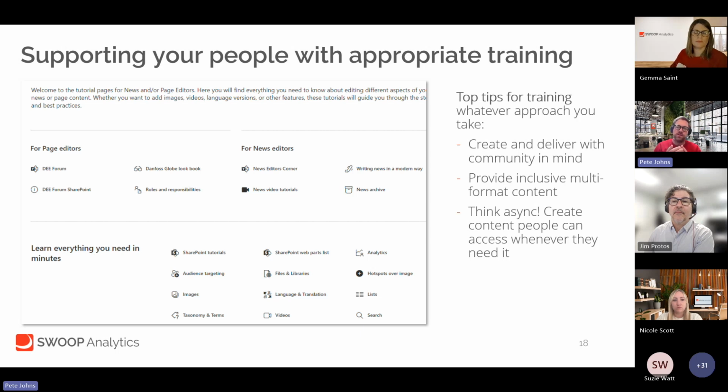And they really do what we see time and again delivering great value, is they create and deliver their training with community in mind, to try and create that peer-to-peer collaboration and knowledge sharing as well, which is absolutely critical to a really sustainable and successful decentralized model. The multi-format content really helps. It can help people who have different preferences around how they want to consume the training. And they really think about asynchronicity and different time zones across the organization. So they're creating content people can access whenever they need it.